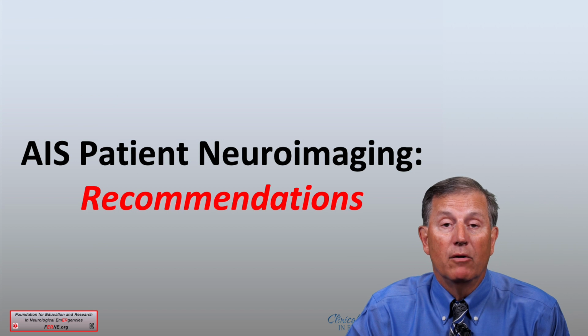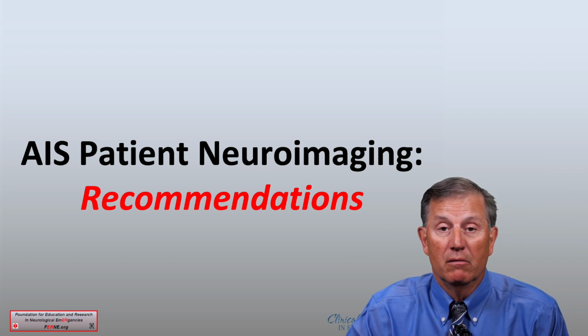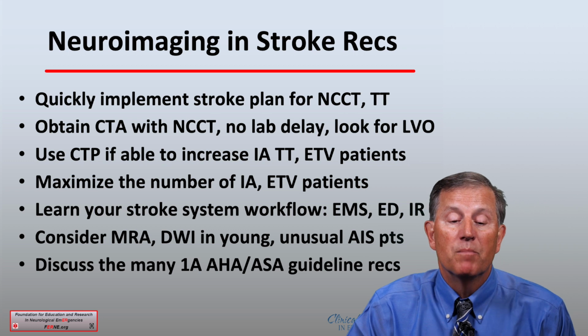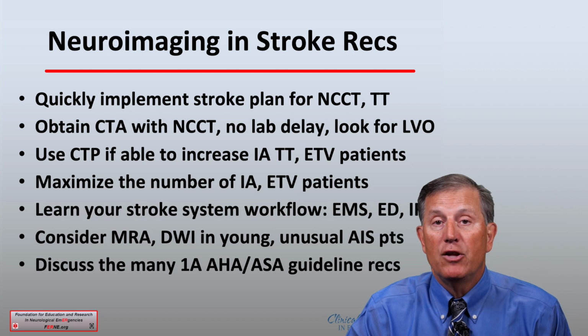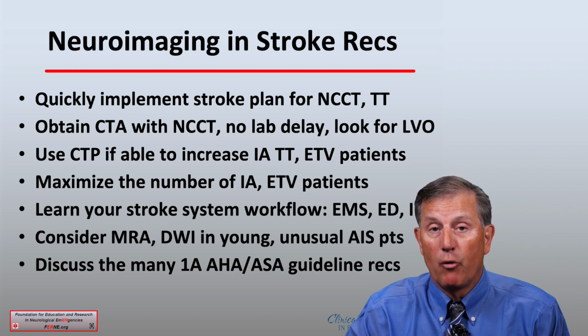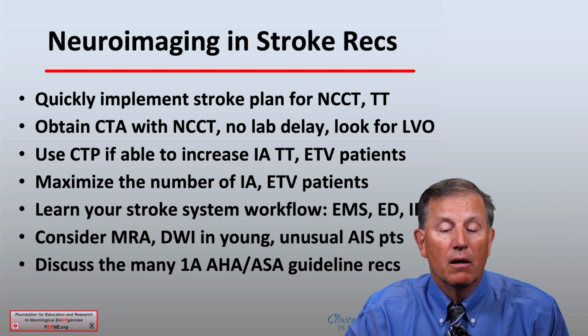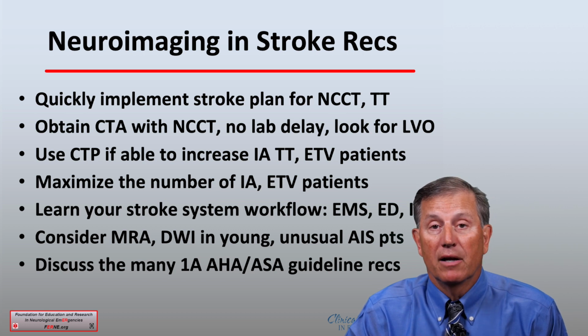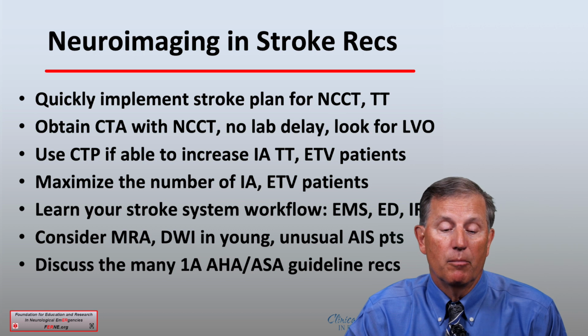What do we recommend with regard to the treatment of patients with acute ischemic stroke and the use of multimodal imaging in the acute setting? First, quickly implement a stroke plan that includes rapid non-contrast CT and the use of IV thrombolytic therapy for the greatest number of patients during the 4.5 hour window. Next, a CTA should be obtained with a non-contrast CT when available, without a lab delay for creatinine, looking for confirmation of the presence of a large vessel occlusion, which would direct patients to endovascular therapies.